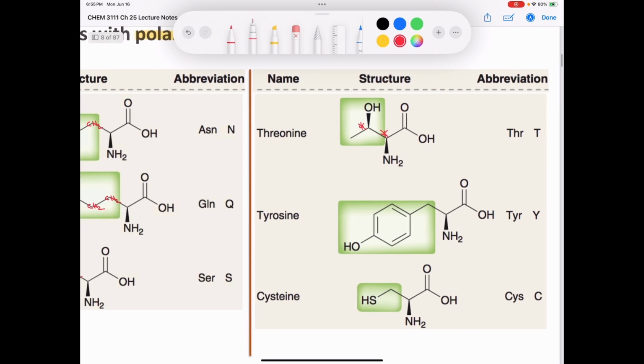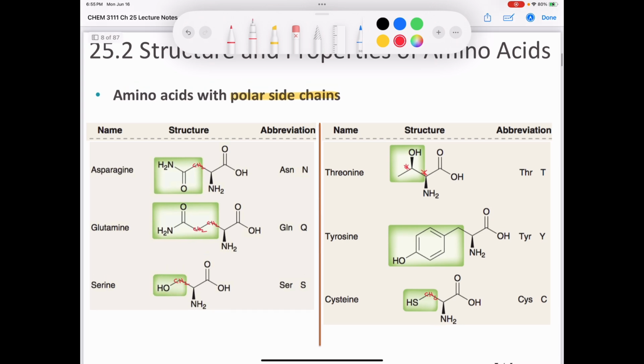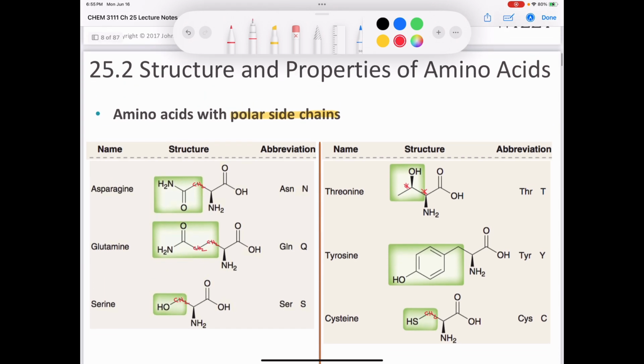Then you have tyrosine. If you take phenylalanine and add a hydroxyl group in the para position, you get tyrosine. And then the last one is cysteine, which has a thiol in it, so it has CH2SH, like that. So these are all polar side chains.